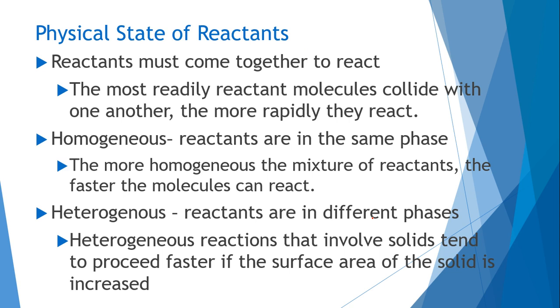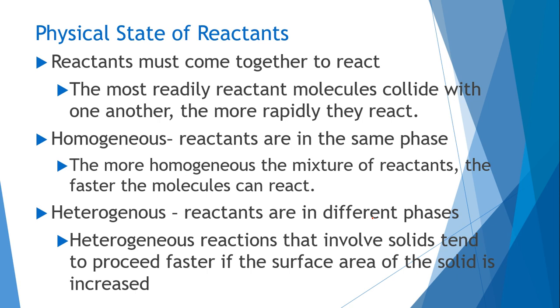So let's focus on the physical states of reactants first. In order for reactants to actually make products, reactants have to come together to react, and they most readily react by colliding with one another. The more they collide, the more rapidly they react. With this, there are 2 different types of mixtures or reactants we can have: homogeneous reactants or heterogeneous reactants. Homogeneous means exactly what we learned in regular chemistry. This is when our reactants are in the same phase.